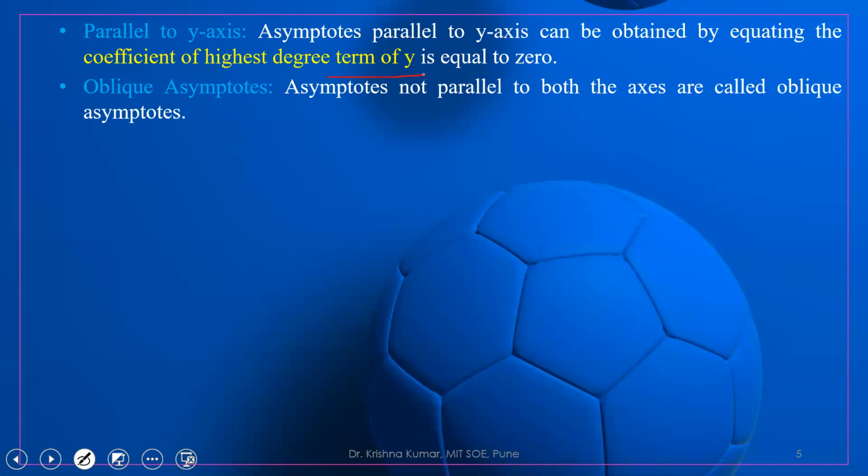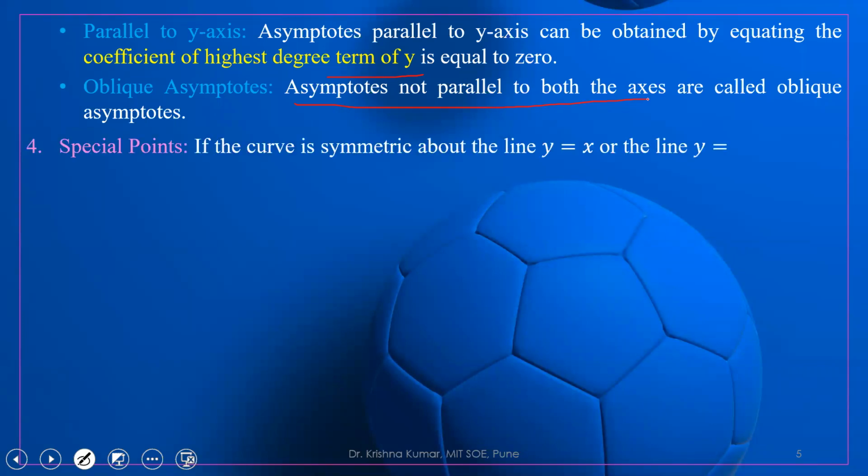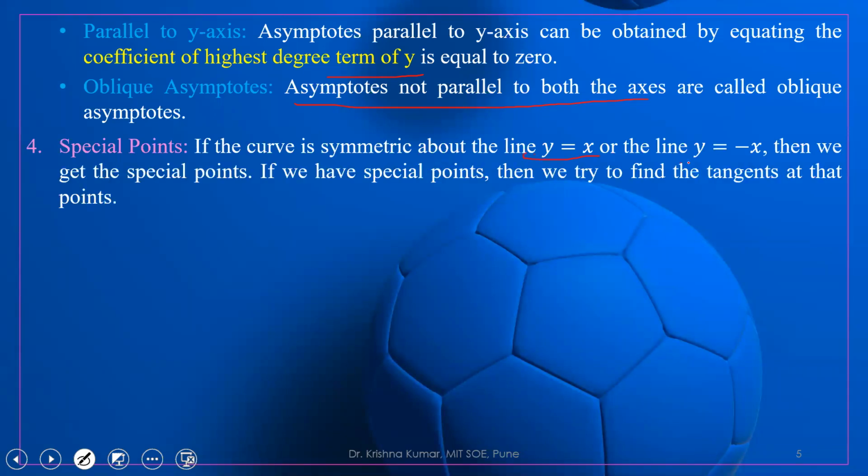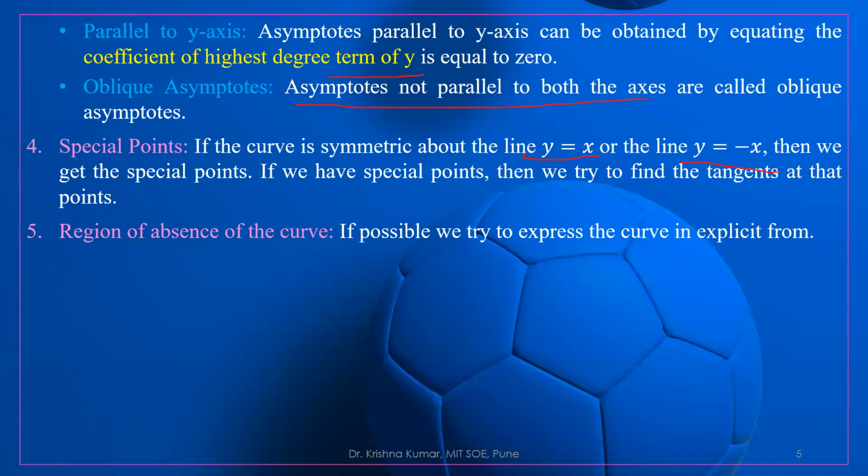If there are no parallel asymptotes, then we try to find the oblique asymptotes. We will discuss this. In the case of an explicit function, we won't get any oblique asymptotes. It is possible only if the curve is an implicit curve. Now special points: we can get special points if the curve is symmetric about the line y equal to x or the line y equal to minus x. Otherwise, we won't get any special point. Special points means the points other than the origin and the points of intersection with the coordinate axes.